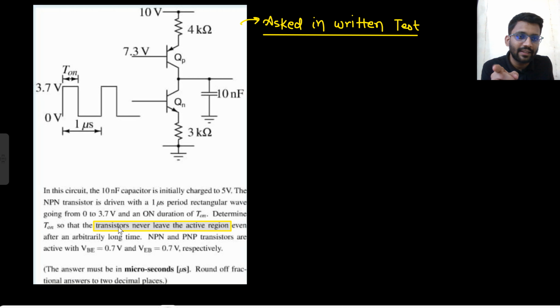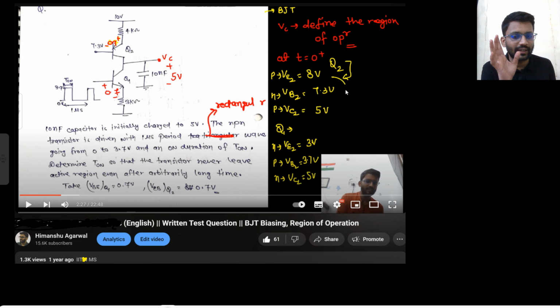What do you understand by this line? Never leaving active region means it should stay in active only. It cannot go into cutoff, it cannot go into saturation. But in this particular problem, the transistor will go into cutoff region. So that was the error. So let's solve the correct question.